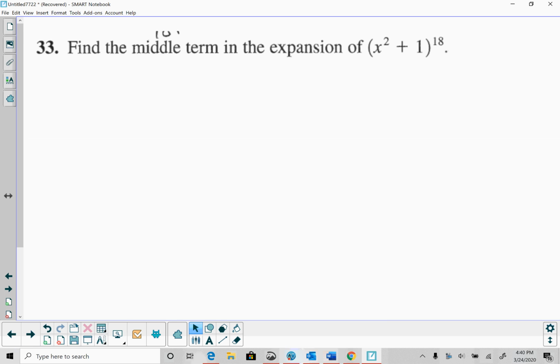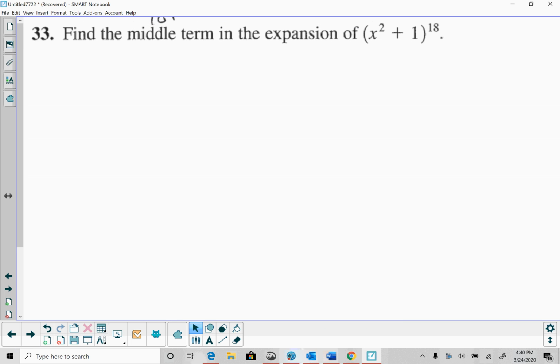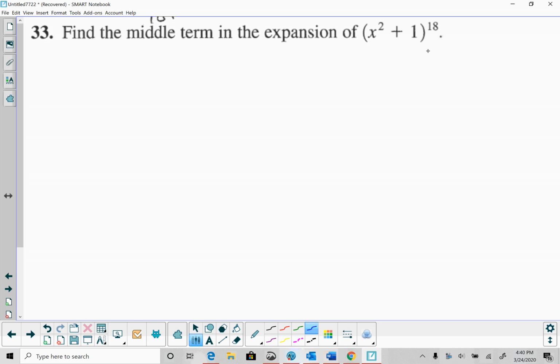33, next, find the middle term of the expansion of this raised to the 18th power. Now, let's talk about the fact that, again, if it's raised to the 18th power, that means that there are going to be 19 terms. That's how they can say find the middle one, because it's an odd number of terms. So if you need to take your shoes and socks off here, count to 19, the middle term will have to be the 10th term.